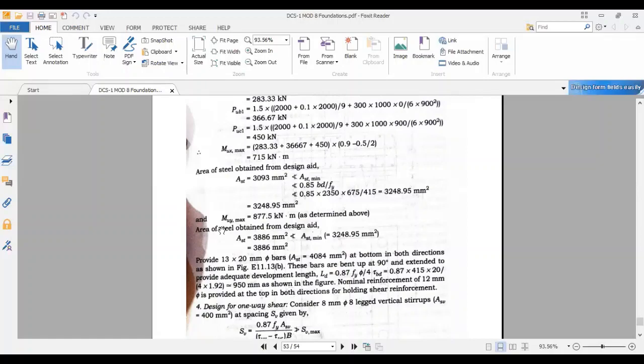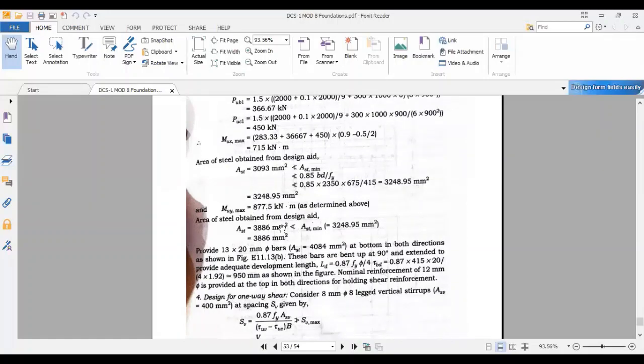So as we know, MUY max was 877.5 kilonewton meter. Area of steel obtained from this, according to design aid, we get the value of AST as 3886 mm square, and it should not be less than AST minimum, which is 3248.95 mm square. So in this case, the area of steel would be 3886 mm square.